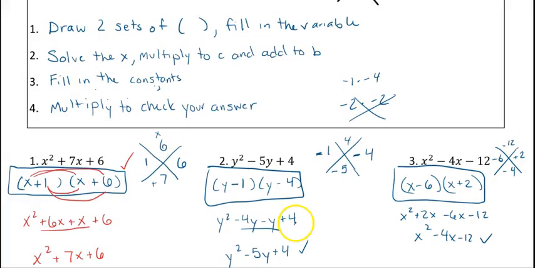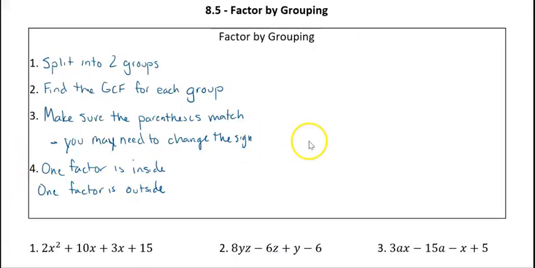All right, and your answer should be x minus 6, x plus 2, because those two things multiplied together give me -12, and added together give me -4. All right, so we did factoring with 3 terms. Now we're going to factor with 4 terms.